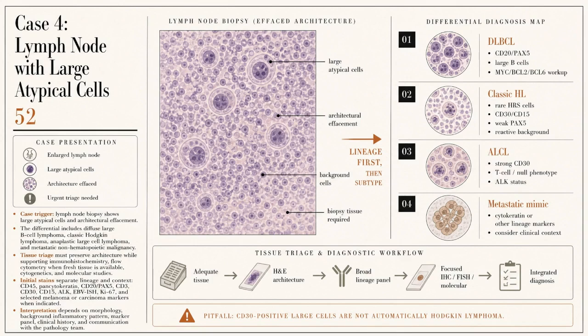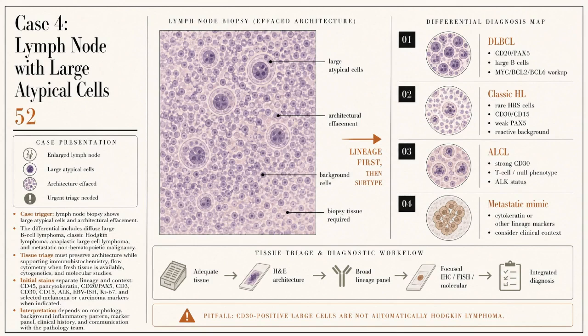The preservation or effacement of nodal architecture also provides critical clues. For example, classical Hodgkin lymphoma often shows partial effacement with a mixed inflammatory milieu, whereas aggressive non-Hodgkin lymphomas tend to obliterate normal architecture. In the histotechnology workflow, specimen triage is paramount. Upon receipt, fresh tissue should be promptly allocated for flow cytometry to evaluate immunophenotype and clonality, which are indispensable in distinguishing reactive from neoplastic processes and in subclassifying lymphomas.